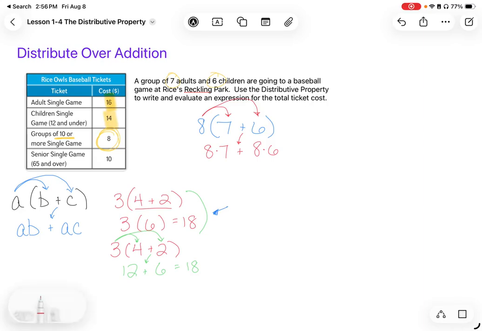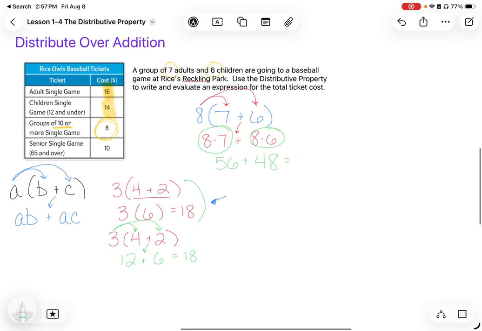Now, if I had a calculator handy, I could put this in all at once, but I'm trying to do this without a calculator. 8 times 7 is 56 from our multiplication tables, and 8 times 6 is 48. So all I need to do is 56 plus 48, which is a little bit more than 100. It comes out to be 104.